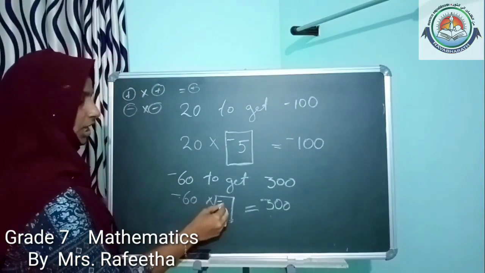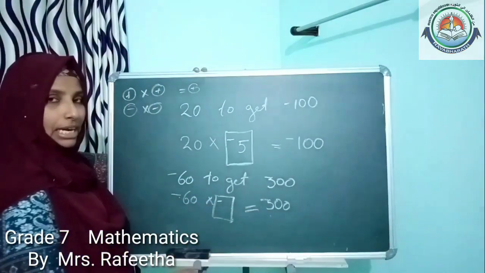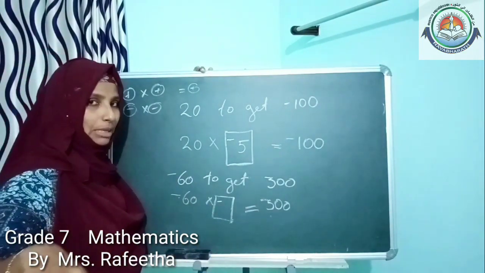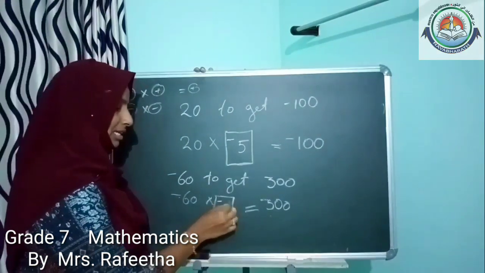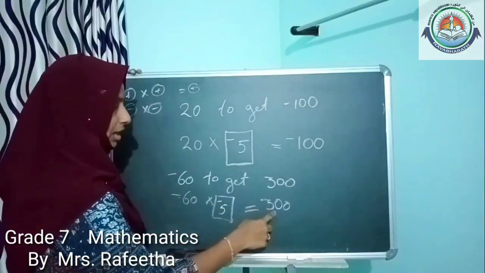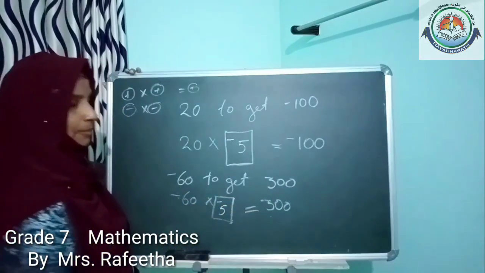So 60 into which number we get 300? 6 ones are 6, 6 twos are 12, like that. If you are multiplying 60 into 5, then 6 fives are 30, like that you can think. Okay, so 60 into 5 is 300, and minus into minus, so plus.